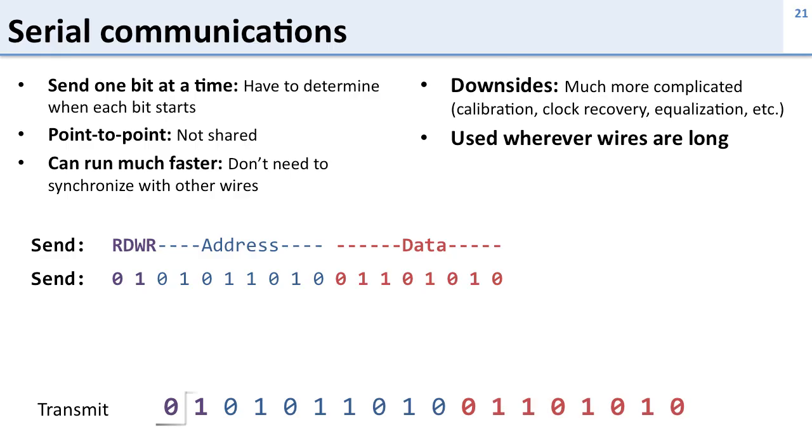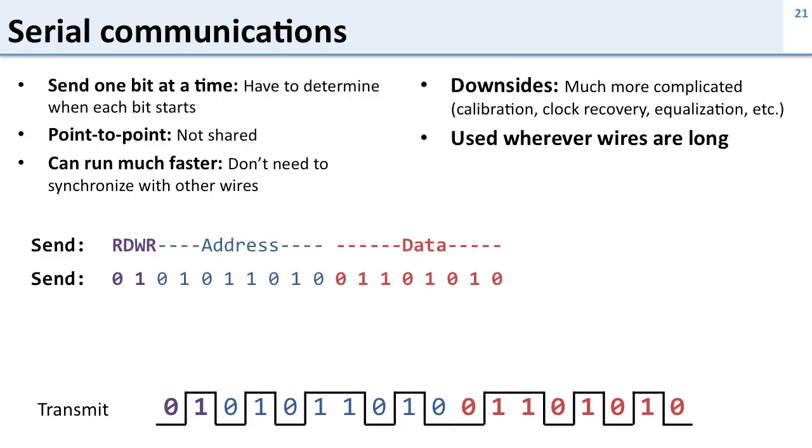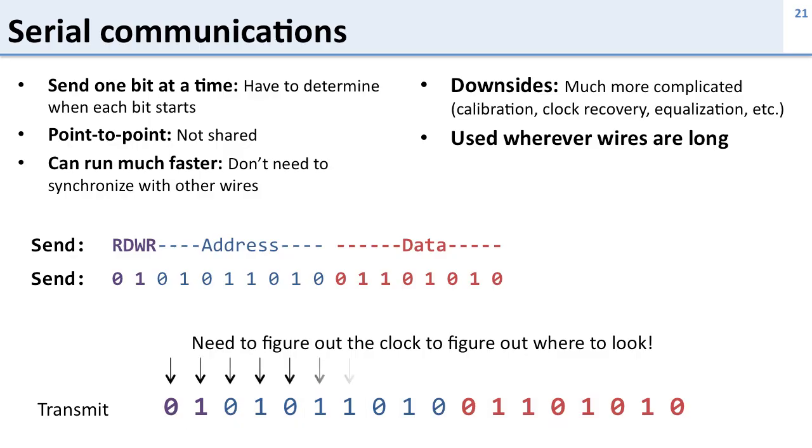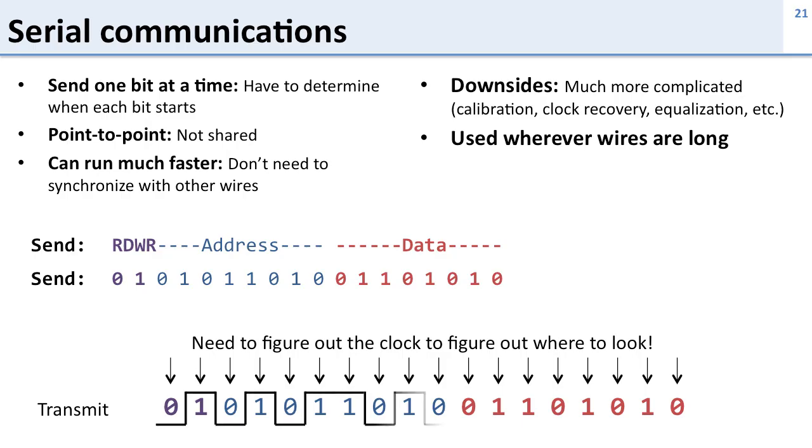And what is this going to look like? Well, we're going to have a signal that goes up and down over time. So instead of sending all of these bits at once, we're now sending them one after another. However, to understand this, we need to figure out the clock and figure out where to look. So the receiver has to know that these are where the bits are, so that it can look at that signal and get the data at the right time. And this is a tricky thing to do that we're not going to talk about in this class, but people know how to make this work.